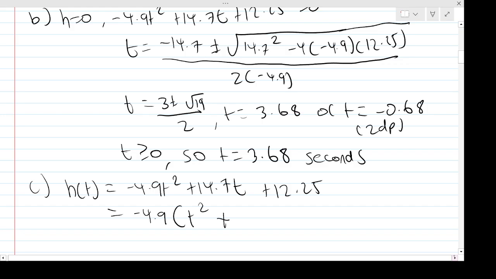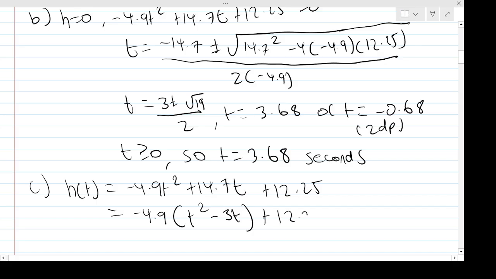I can just do 14.7 divided by minus 4.9. And actually you get negative 3. So if you get nasty numbers like this and you need to factorize or pull something out, you can just divide it. So 14.7 divided by 4.9 tells us what number we need to put in. Anyway, so that's t squared minus 3t.